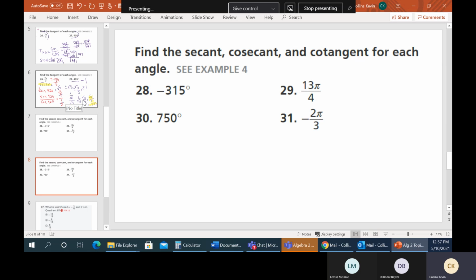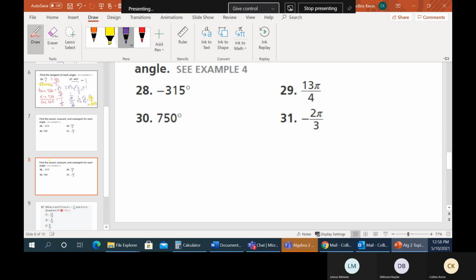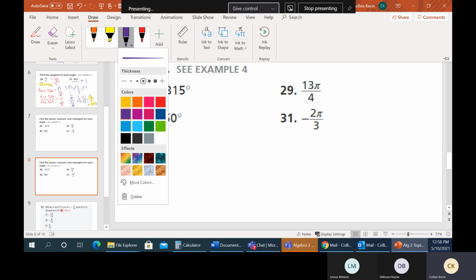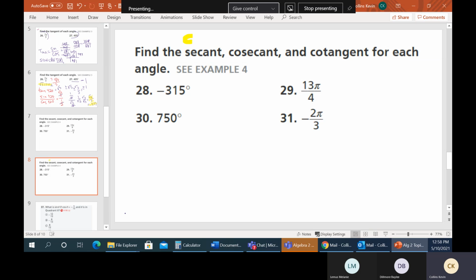So remember, secant goes with cosine, cosecant goes with sine, and cotangent goes with tangent. This one kind of makes sense.